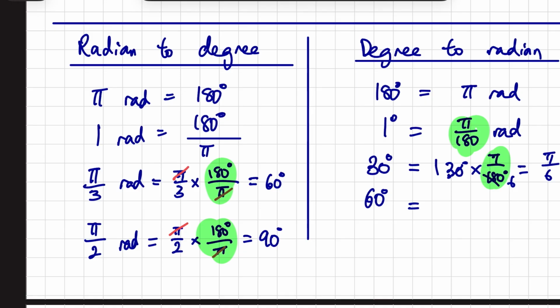If we try 60 degrees, very similar. 60 degrees times pi by 180. We cancel out the common factor. This is 1, this is 3. So the answer will be pi over 3 radian. That is basically how you convert between radian to degree and degree to radian.